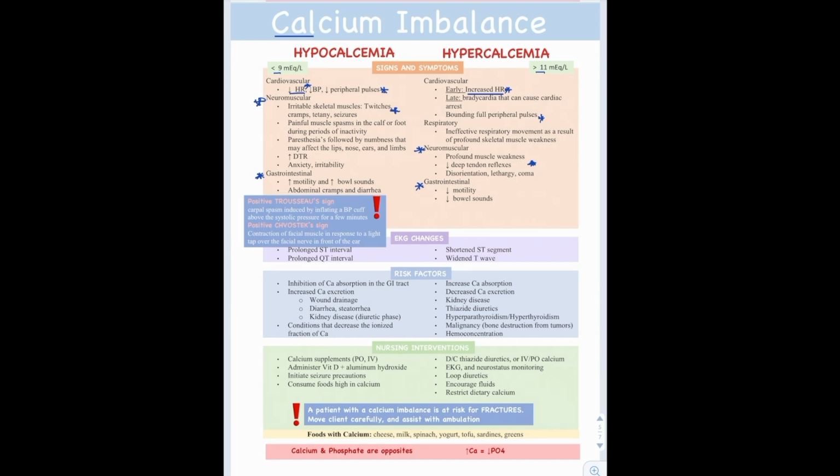EKG changes we're going to see. For hypocalcemia, we can see prolonged ST interval and prolonged QT interval. For hypercalcemia, we see a shortened ST segment and a widened T wave.